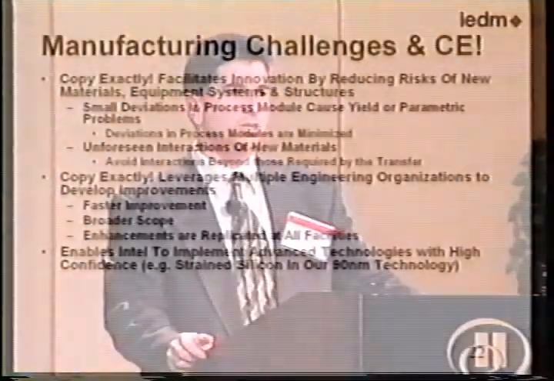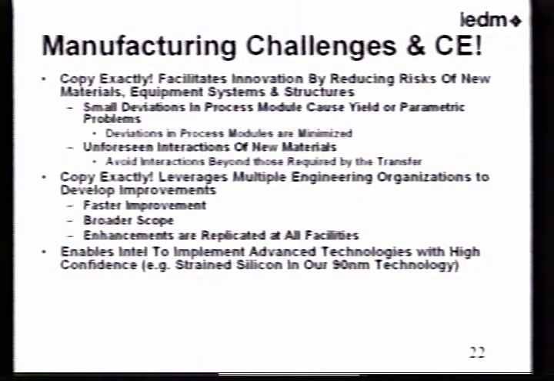Copy Exactly facilitates a significant amount of innovation. It eliminates the risks. We position ourselves in a way in which there are not a large number of variables. In fact, the idea is there are no variabilities between the factories because we are copying the technology exactly, doing things the same way in one factory that we are doing in another one. This is really important, even more so now that we are down at 130 and 90 nanometer technologies.